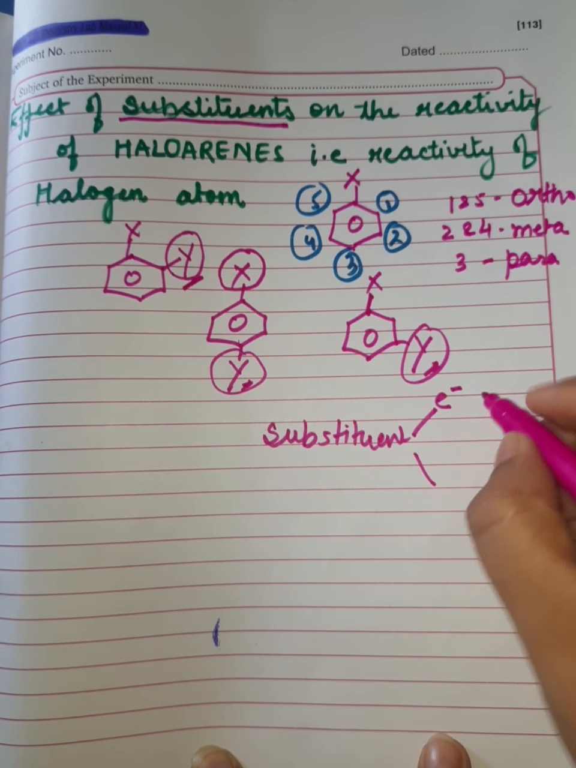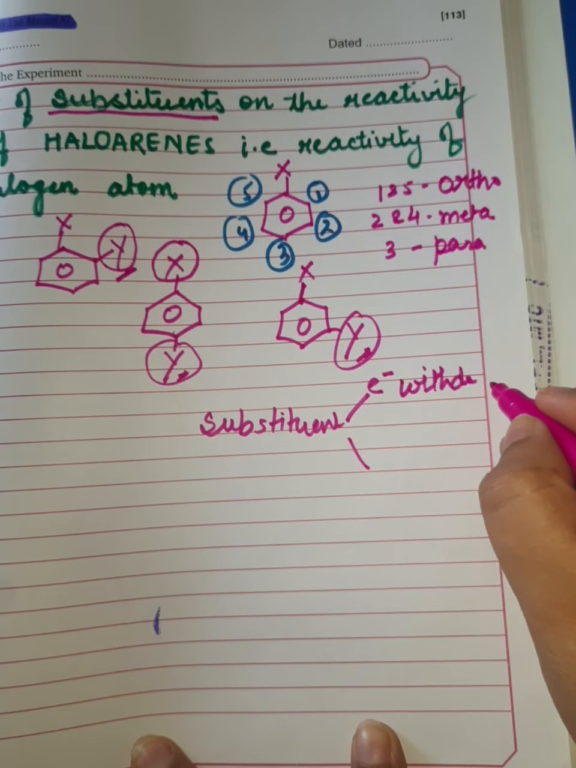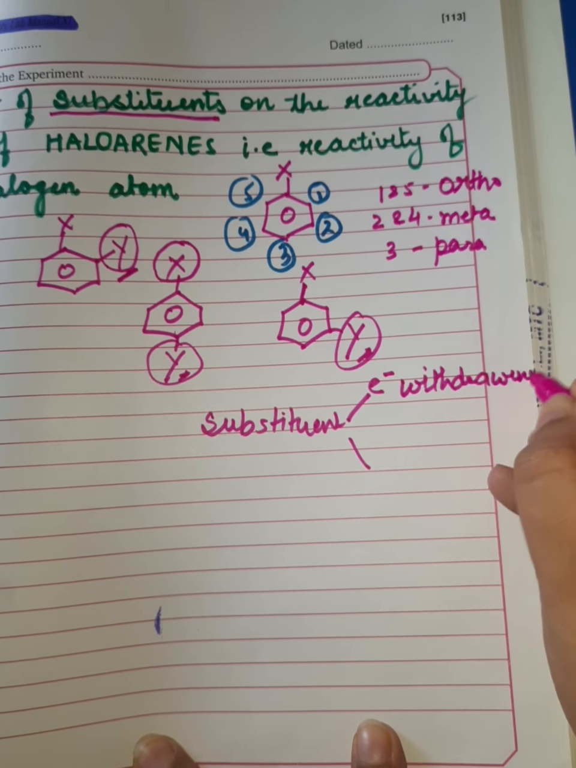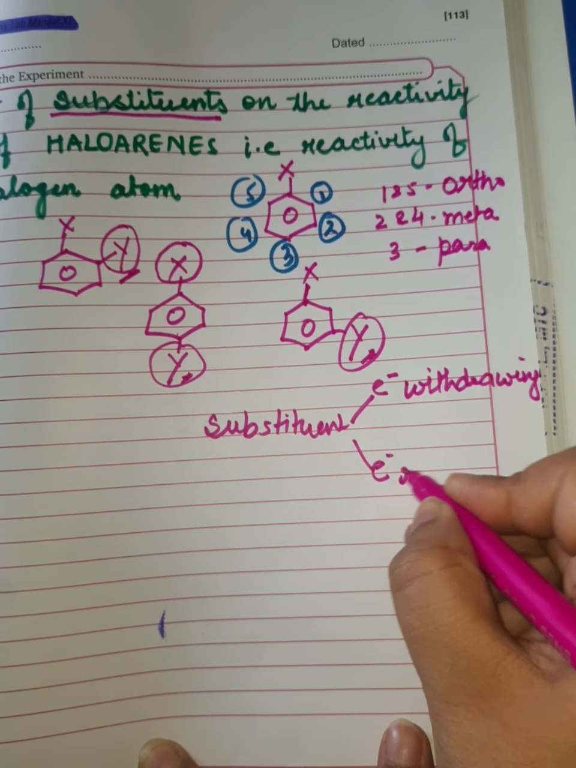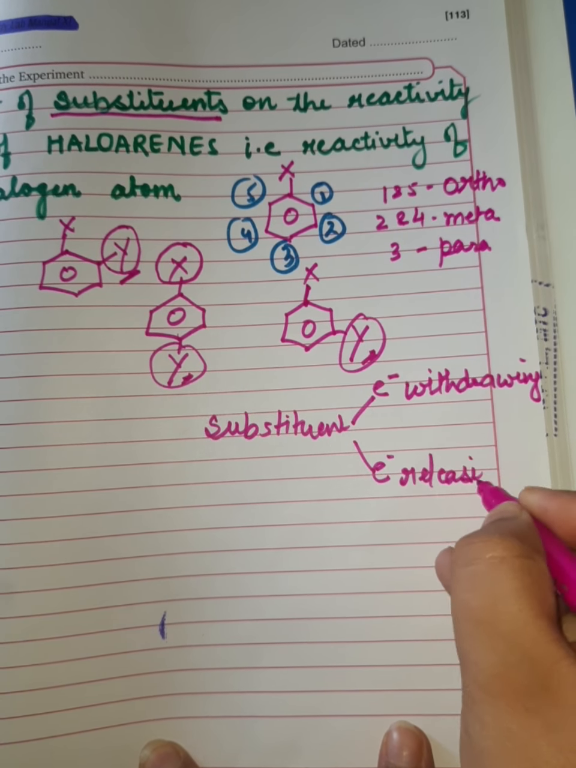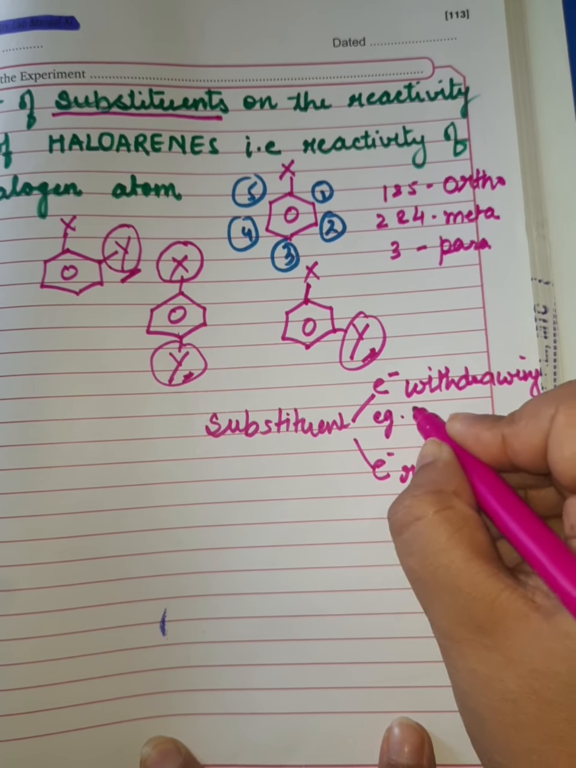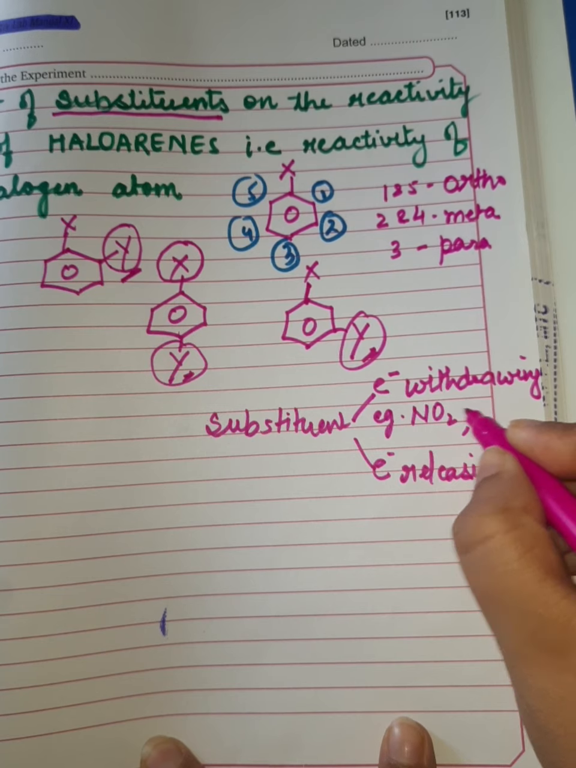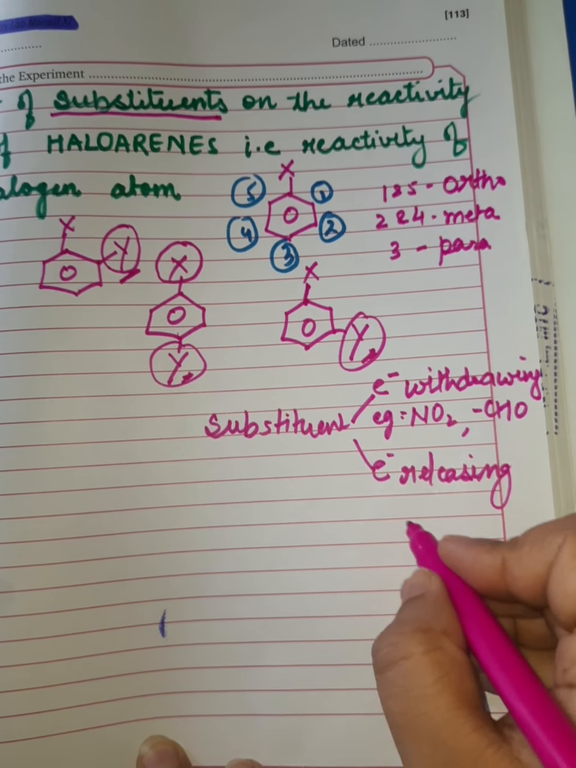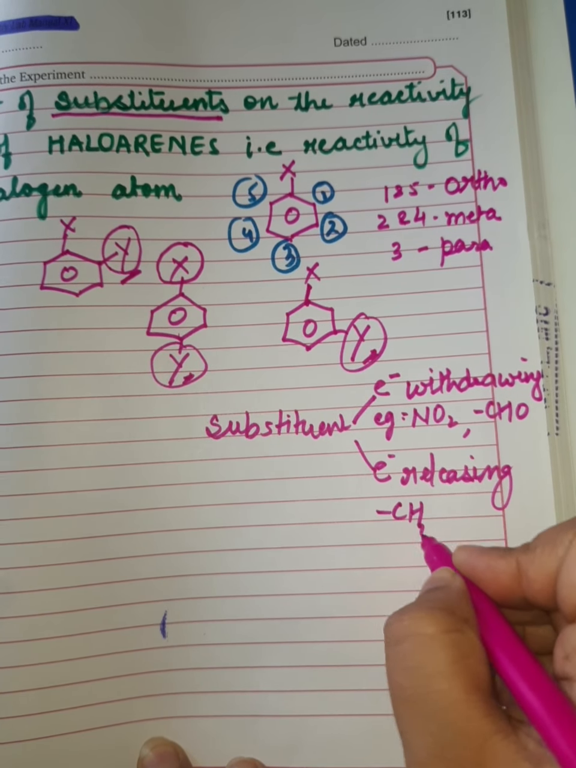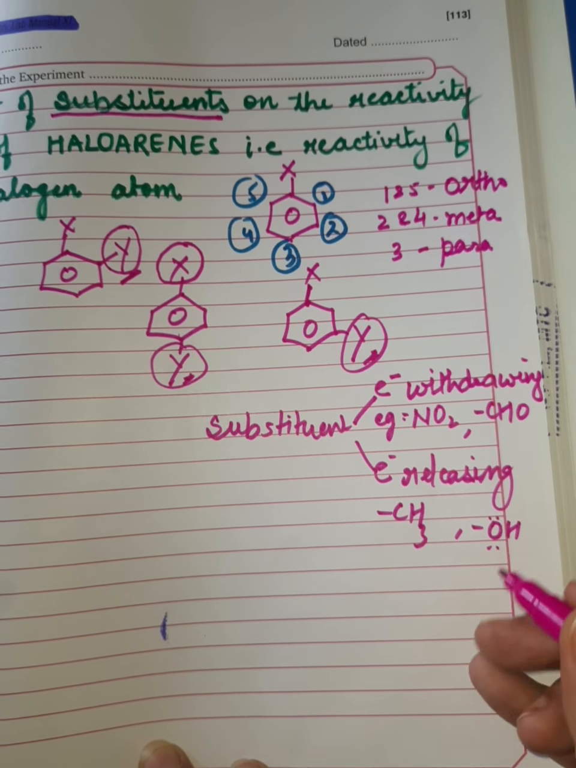First kind are called electron withdrawing groups. Alright, you must have studied about them in class 11th. And the second kind of substituents are called electron releasing groups. Electron withdrawing group, for example, NO2, alright, like aldehyde group, so many are there. Electron releasing like methyl group, like OH group, hydroxyl group, they are electron releasing groups.